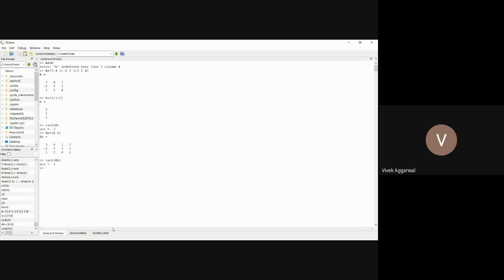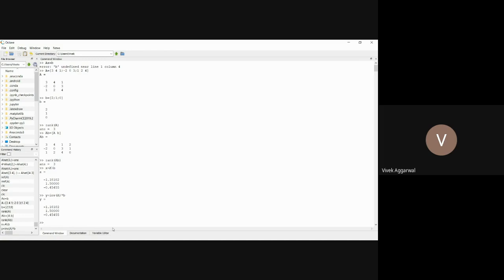So how you can find the solution, that is x, I can write x is equal to a backslash b, and that is going to give me the solution. So this is the solution for this system. Or maybe you can find the solution like y is equal to inverse of a, this is same thing I'm doing here. So again the same solution you're going to get.